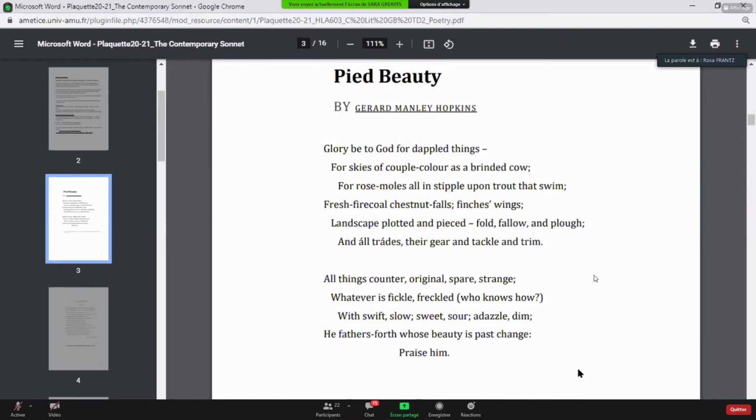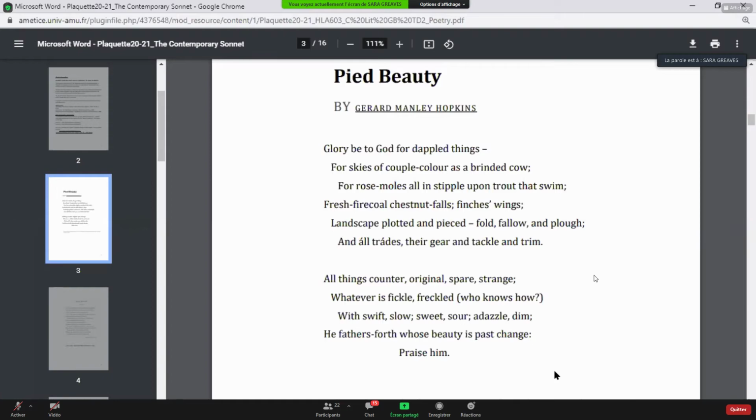And yes, then the consonant cluster with swift, slow, sweet, sour. Yes, that's alliteration, isn't it? Mm-hmm. He makes tremendous use of alliteration in the poem. You've got glory to God, couple-colour, cow, fresh-firecoal, falls, plotted, pieced, fold, fallow, and so on.